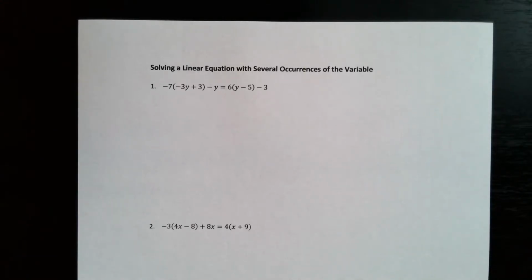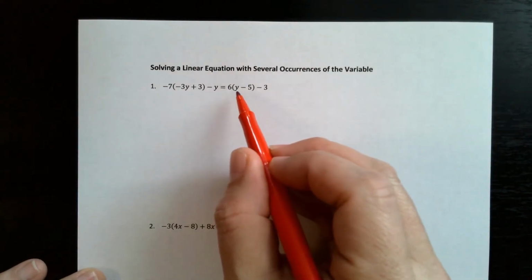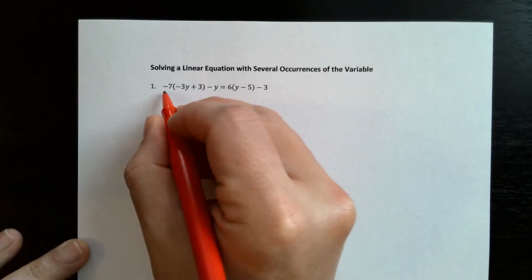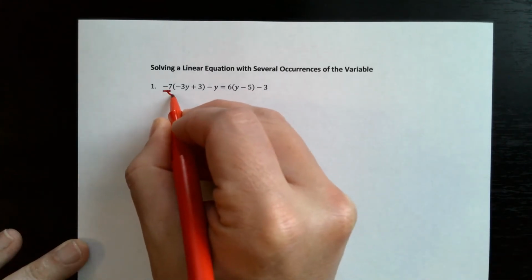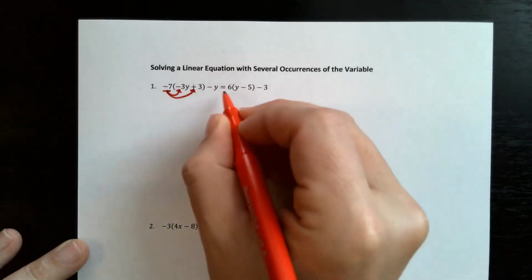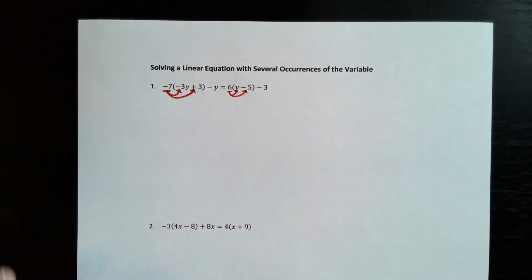In this video, we're going to be solving linear equations with several occurrences of the variable. In this one, we've got -7 out front of parentheses of -3y plus 3, and minus y equals a 6 out front of parentheses, multiplying times y minus 5, minus 3. So the first thing we're going to do is take care of distributing the outside of these parentheses to the inside.